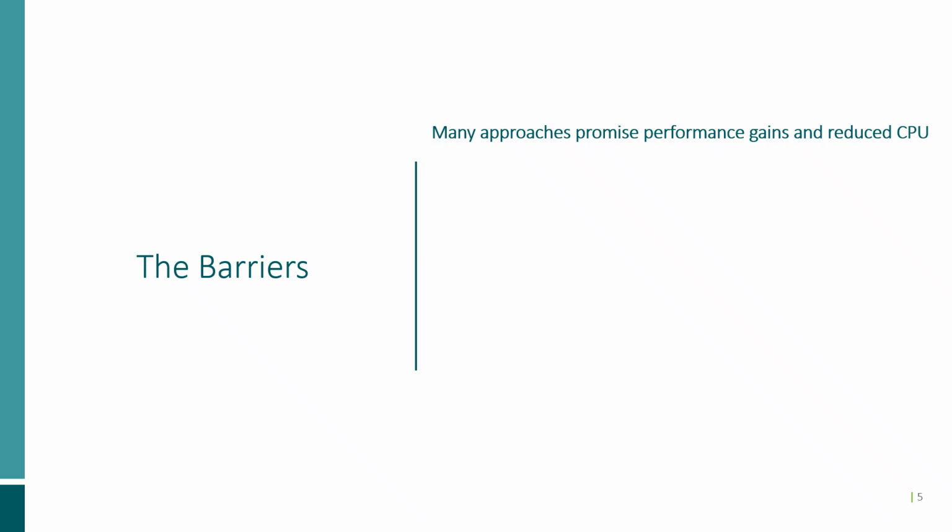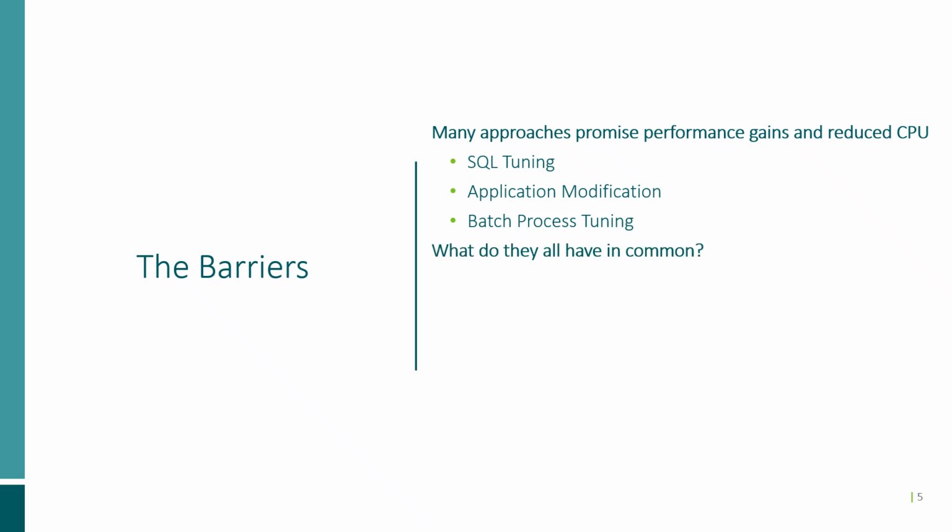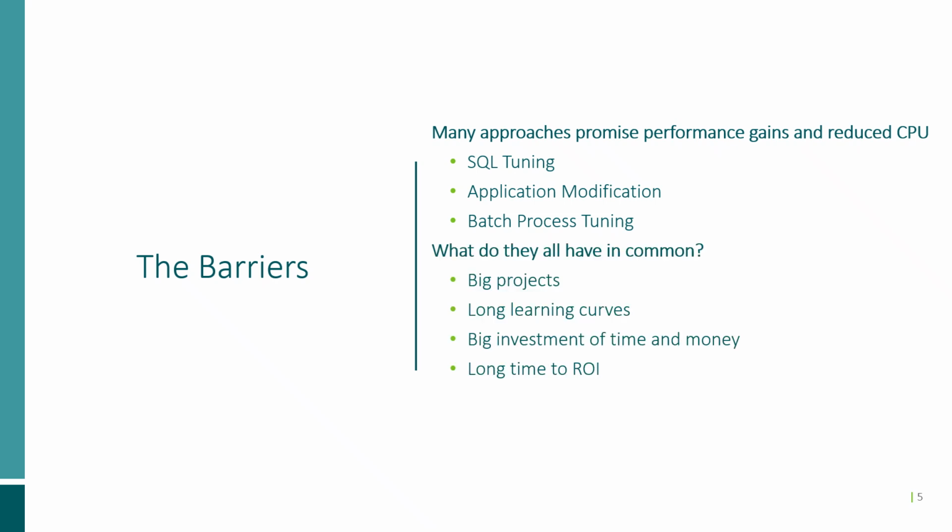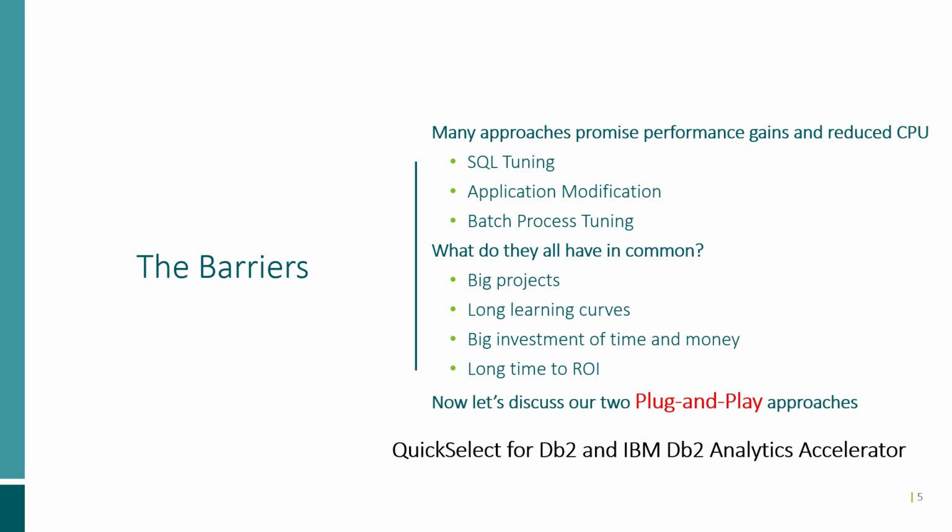And what are the barriers to achieving these common objectives? Many approaches promise performance gains and reduce CPU consumption: SQL tuning, application modification, batch process tuning. What do they all have in common? Big projects, long learning curves, a big investment of time and money, and a long time to the return on investment. Now let's discuss our two plug-and-play approaches: QuickSelect for Db2 and IBM Db2 Analytics Accelerator.